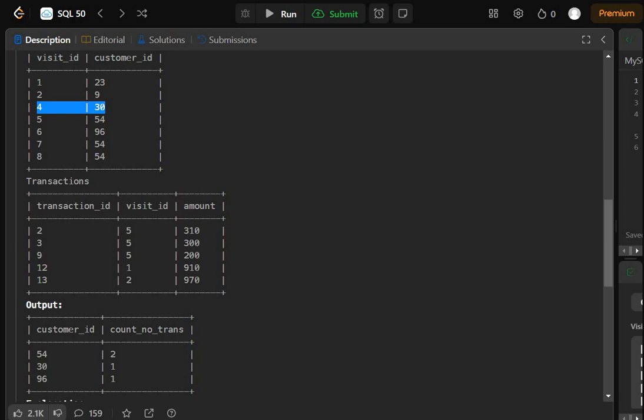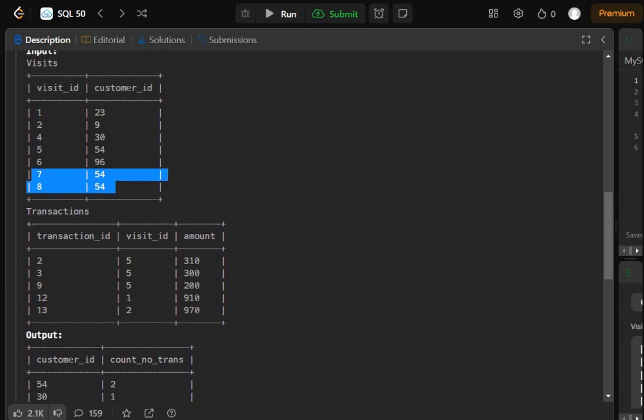only one visit ID. Coming to customer ID 54. This customer visited the store thrice. Okay, we have this customer ID here and here. So customer ID 54 visited the store thrice, but only made a transaction once. Why? Because the visit ID every time is the same. So the rest 2 times when this customer visited, he or she did not make any transactions. Okay, with visit ID 7 and 8. So this is how you are going to crack the question.